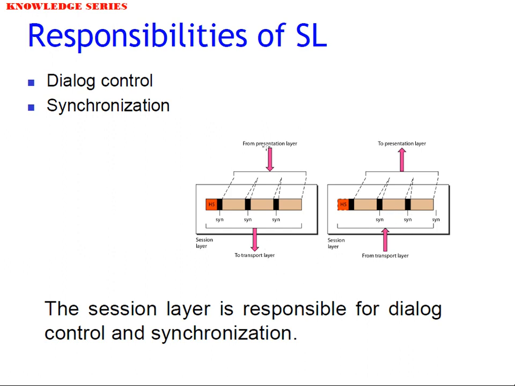You can see that from the presentation layer, the information is passed to the session layer, and that is transferred to the transport layer. At the receiver side, it comes from the transport layer, and the session layer processes it and sends it back to the presentation layer. If these two are properly synchronized, then the data will be appropriate.